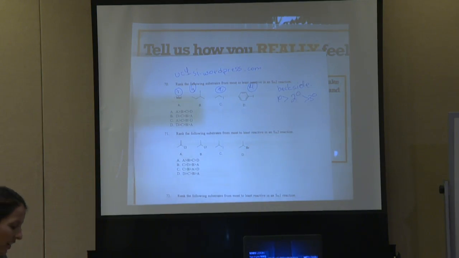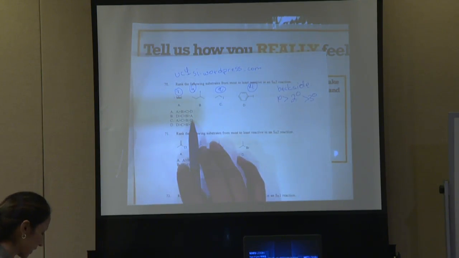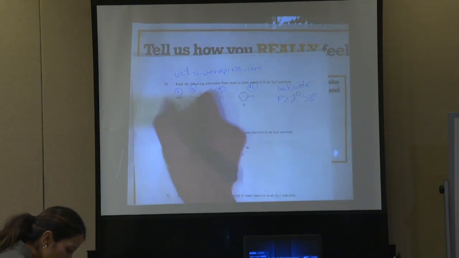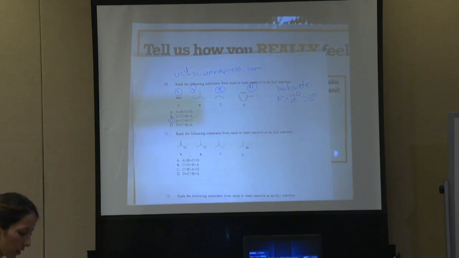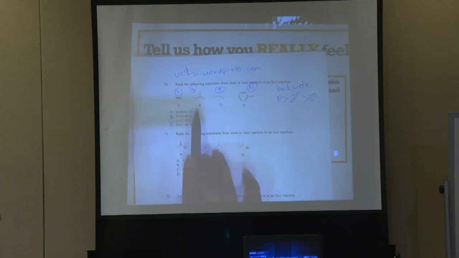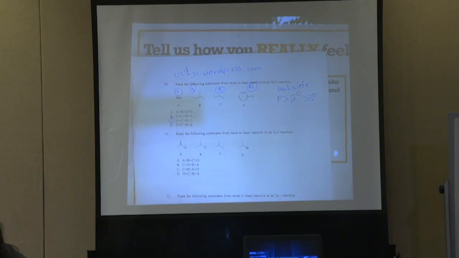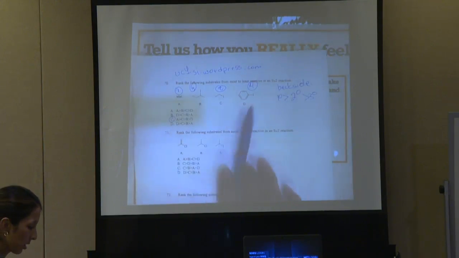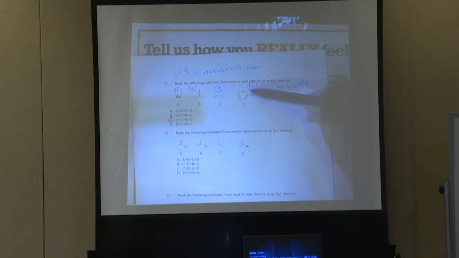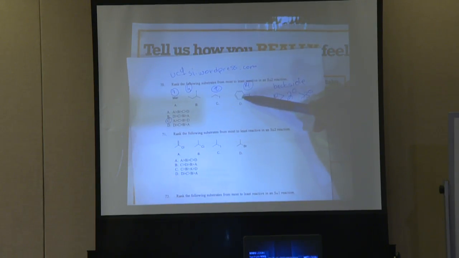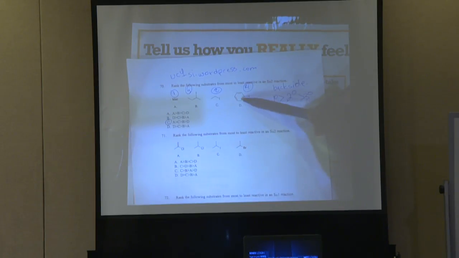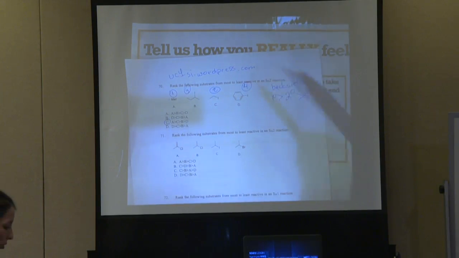Right. Awesome. So what is this one, guys? So this is C. What's the difference between B and D? This is an aryl group. Because this is directly coming off of the benzene ring, that's what's even less reactive. Everybody good with that? All right, cool.